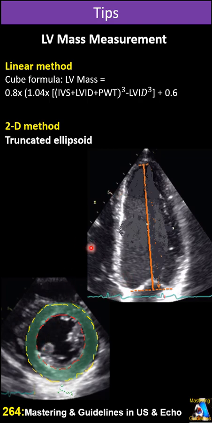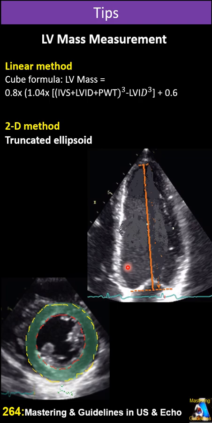This is at end diastole. This is at end diastole too. At the end of diastole on the four chamber view, we measure the left ventricle length from the apex to the middle of the mitral valve annulus. In this case, we measure the LV long axis length. Then the machine calculates the left ventricular mass index by the truncated ellipsoid formula.